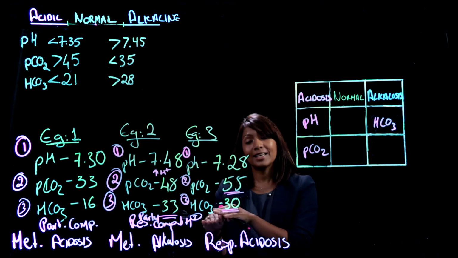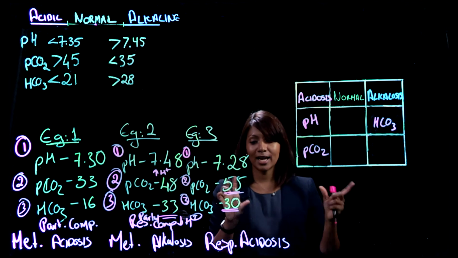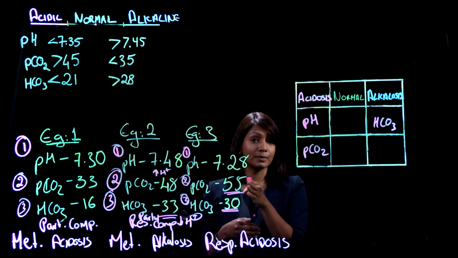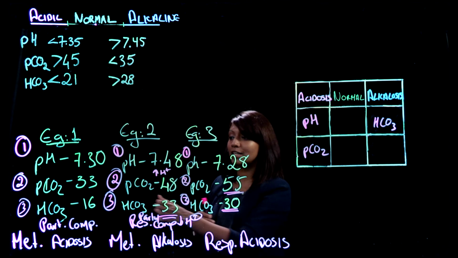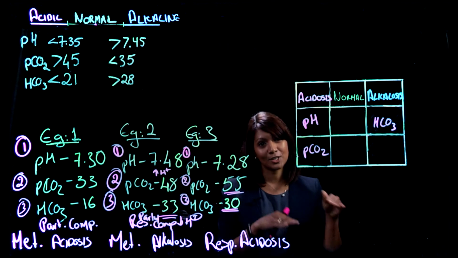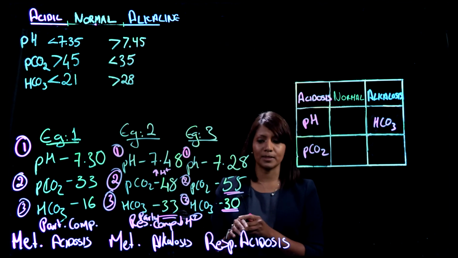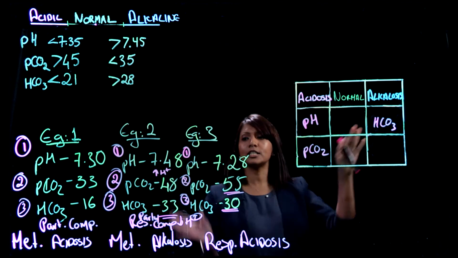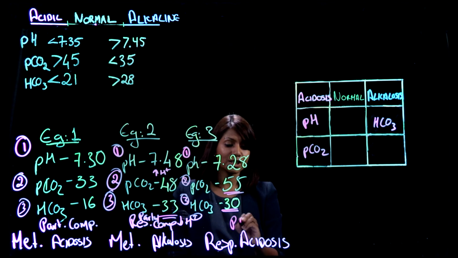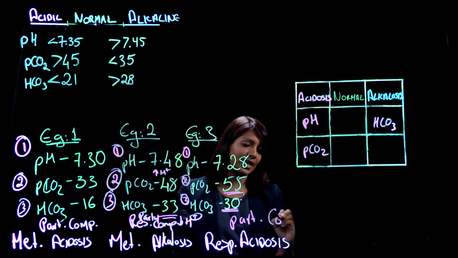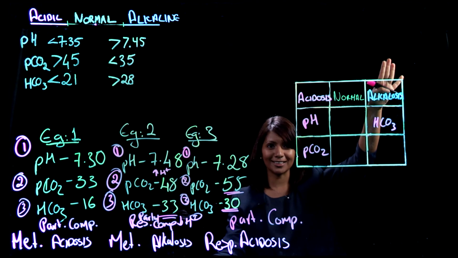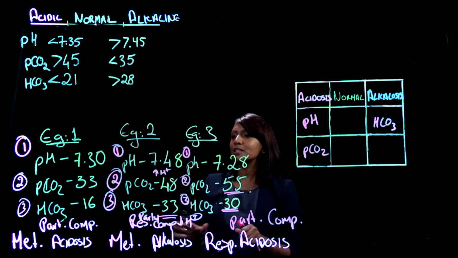While we're on that topic, the kidneys usually take much longer to bring about compensation than the respiratory system. The respiratory system's compensation for these two scenarios will be within minutes, whereas the kidneys take much longer to create this compensation. So this situation, example 3, is respiratory acidosis that has been partially compensated by metabolic alkalosis. Okay, so I hope all of this makes sense.